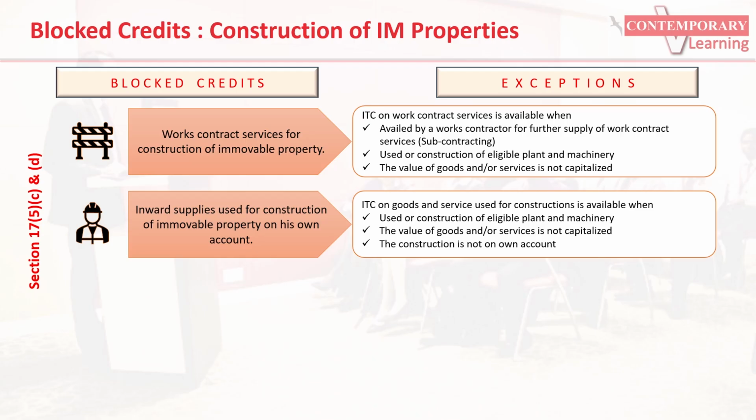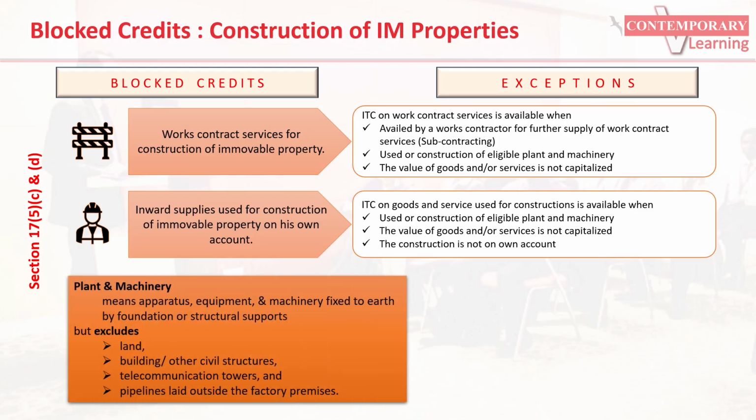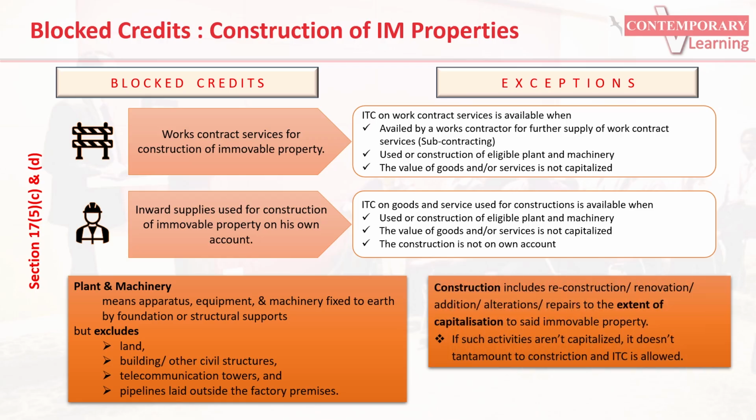Now, what constitutes plant and machinery? It includes apparatus, equipment, and machinery fixed to earth by foundation or structural supports. However, it excludes land, buildings, telecommunication towers, and pipelines laid outside factory premises. It's also important to understand that construction includes reconstruction, renovation, additions, alterations, and repairs to the extent they're capitalized. If these activities aren't capitalized in your books, they don't constitute construction for GST purposes, and ITC is allowed.